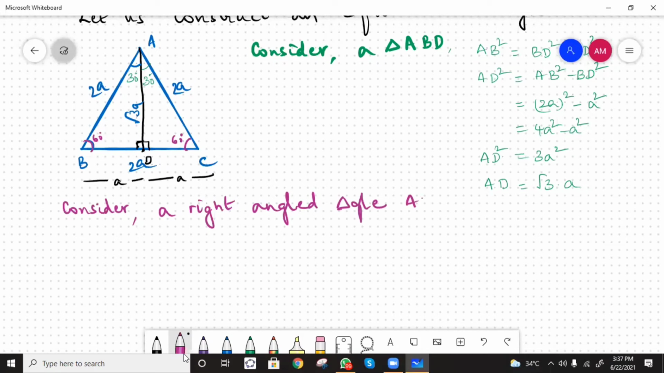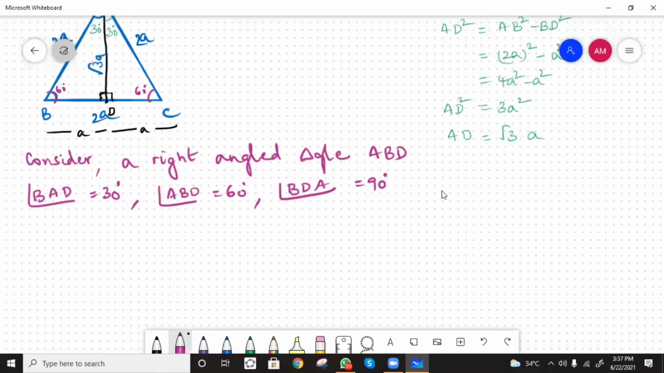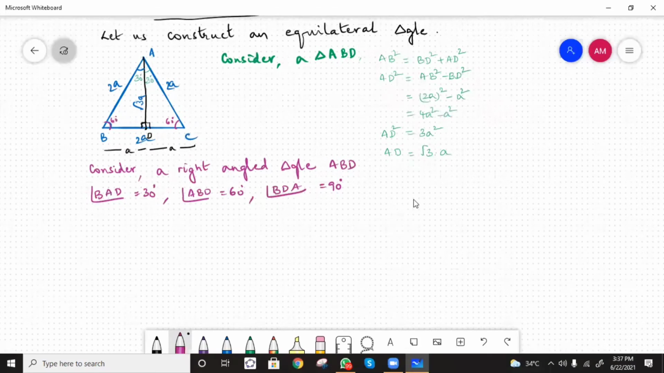ABD. Now, what is angle BAD? That is equal to 30 degrees. And what is angle ABD? ABD is equal to how much? 60 degrees. And what is angle BDA? BDA is equal to 90 degrees, isn't it? This is perpendicular. So this is a right angle triangle. From a right angle triangle, we can easily find out their ratios, isn't it?